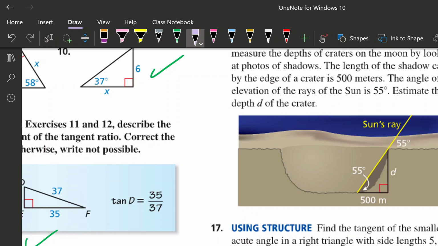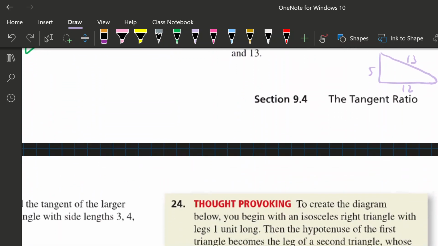So on this one, just remember how this is going to look. 5, 12, 13. Which is your smaller angle? Is this your smaller angle or is this your smaller angle? Okay, so find the tangent of that smaller angle.